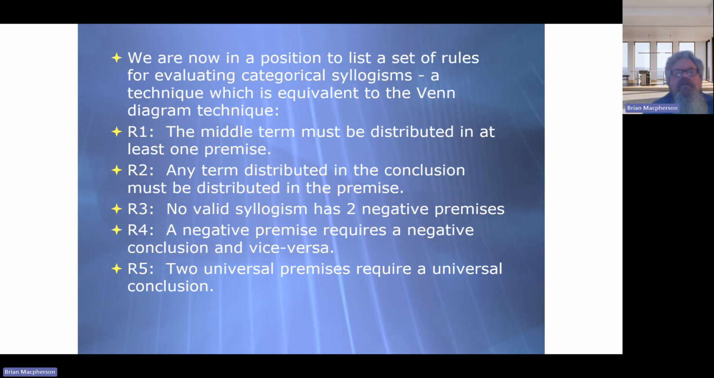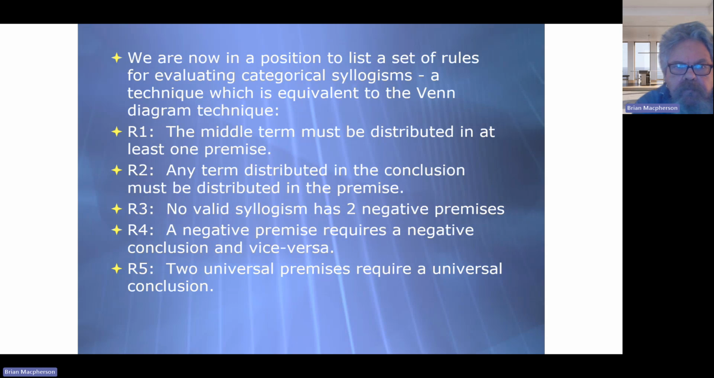We are now in a position to list a set of rules that you can use for evaluating categorical syllogisms, a rule set that, as I say here, is equivalent to the Venn diagram technique we learned earlier today. So here are the five rules. Let's go through each of them. The middle term must be distributed in at least one premise. That means that if a syllogism is valid, the middle term, which occurs only in the premises, must be talked about in its entirety in at least one of the premises. The middle term must be distributed in at least one premise.